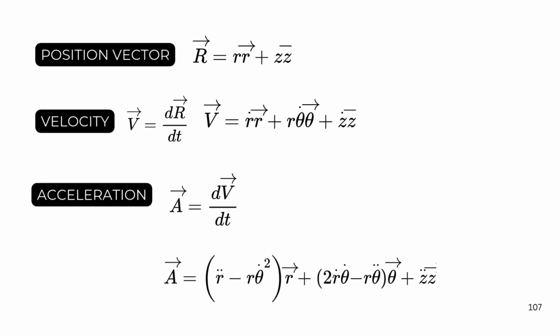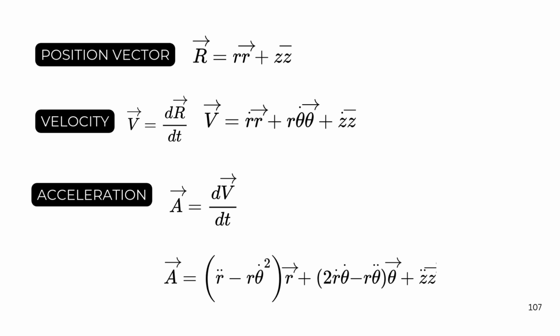The position vector r here is r times the unit vector r plus z times the unit vector z. And then the velocity vector v is the differentiation of the position vector r, obviously. So it is the first derivative of r multiplied with the unit vector r, plus r times the first derivative of theta multiplied with the unit vector of theta, plus the first derivative of z times the unit vector of z.